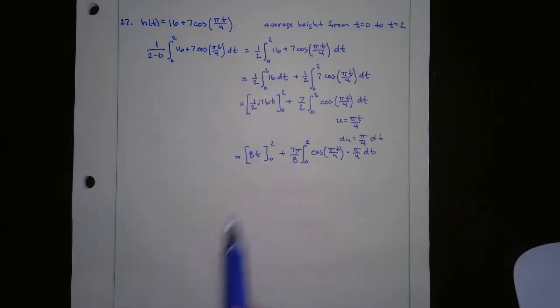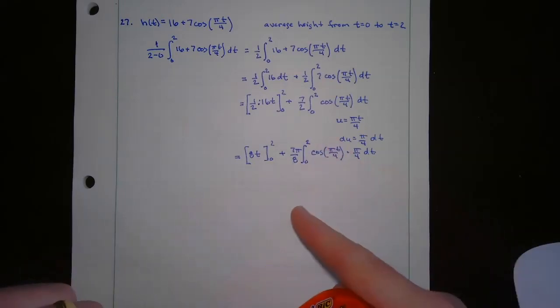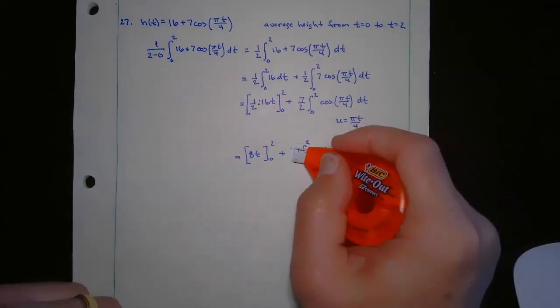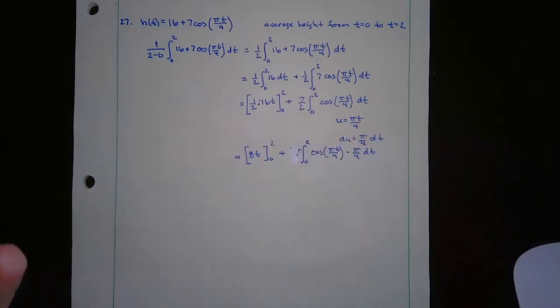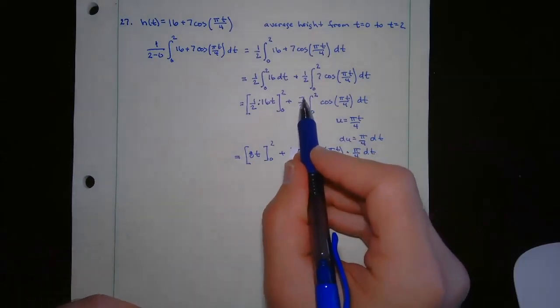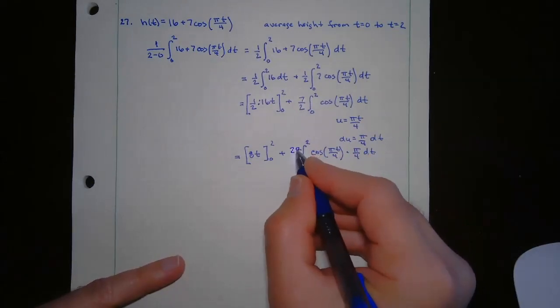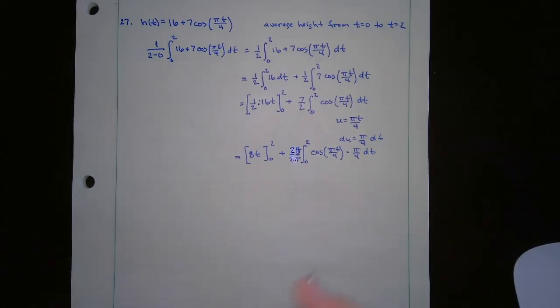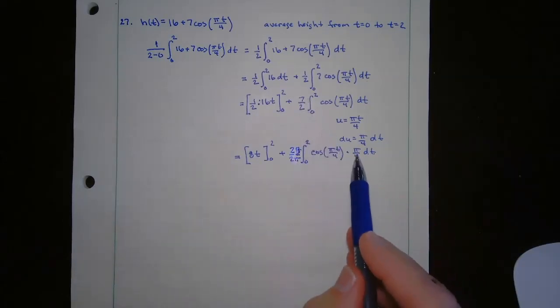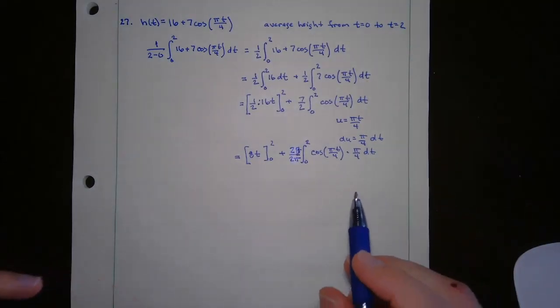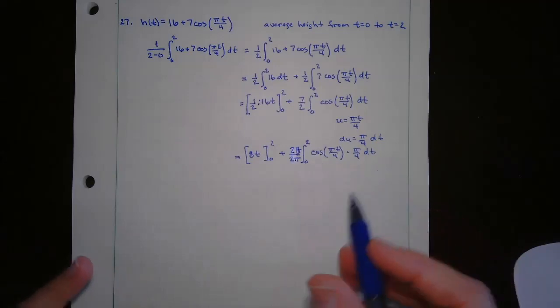I made a mistake here. Let me backtrack. I need to multiply by 4 over pi because I needed pi over 4. So let me fix this right here. With 4 over pi, that would make this one 7 times 4, which is 28 over 2 pi, because I multiplied by 4 over pi to get pi over 4 here. Remember, I have to multiply by the reciprocal. Sorry about that. All right, now I can do my u substitution.